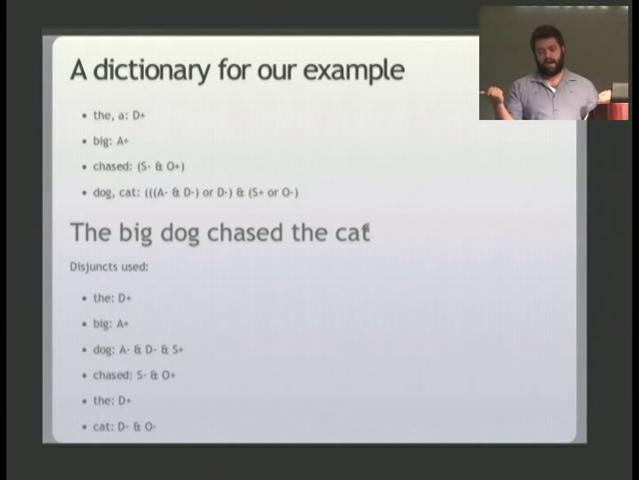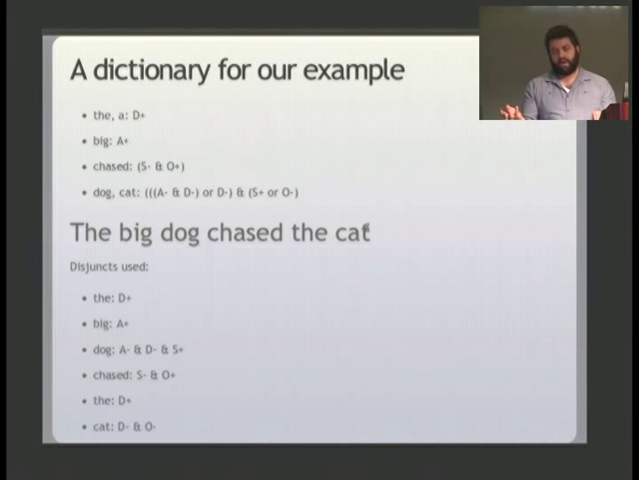And then the nouns in this grammar are a bit more complex because they can be used in multiple ways. And that little string that you see, A and D or D, that is not the disjunct. That is a description of possible disjuncts. So dog and cat can be preceded by an adjective and determiner and then be a subject or an object, or just be preceded by a determiner and be a subject or an object.